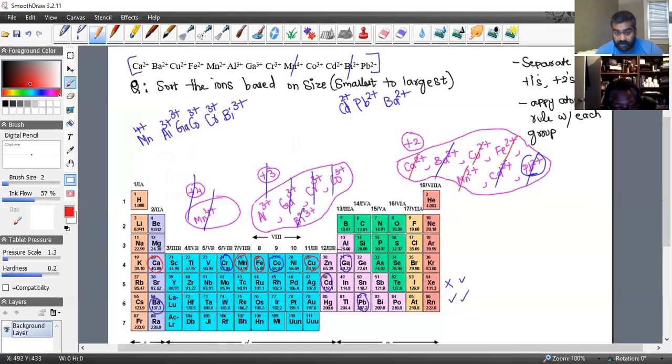Now, are any of these elements going to be bigger than what we've already solved? No. Okay, so now which one is the biggest of the 4? Calcium is the biggest. Very good. So put it all the way at the very end of this +2 pile. So let me go back and write it on this side. Calcium is the biggest on this pile.